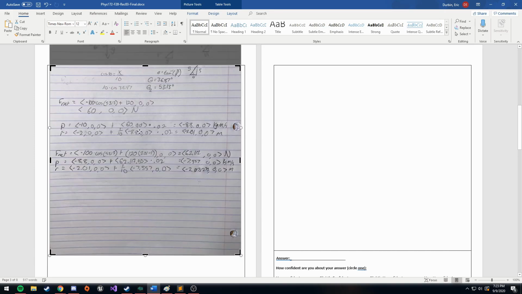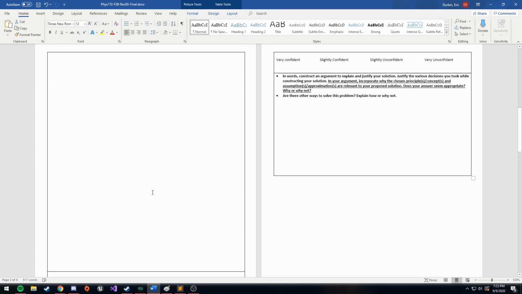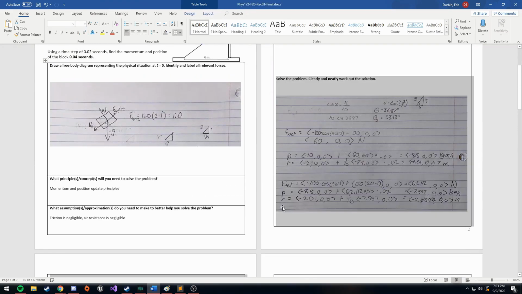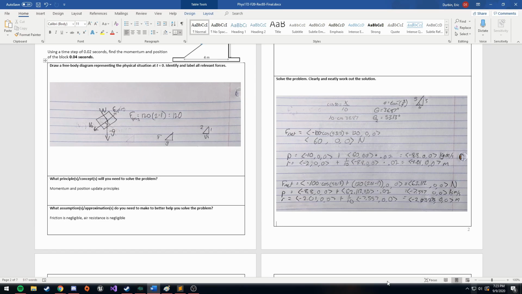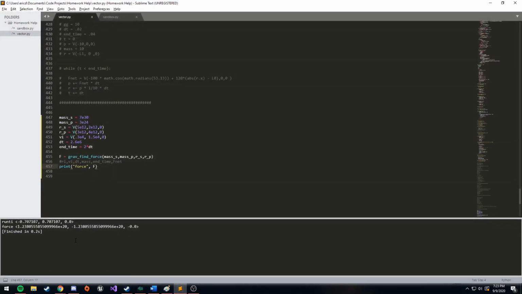Sorry, what did you get? What did I get? I got 1.23. Yeah, I rounded. It's 1.238. Okay. And then the x component's positive, the y component's negative, and then the z component's 0.